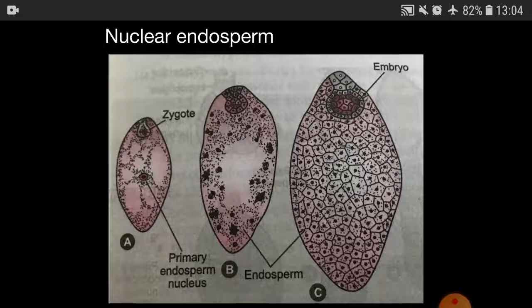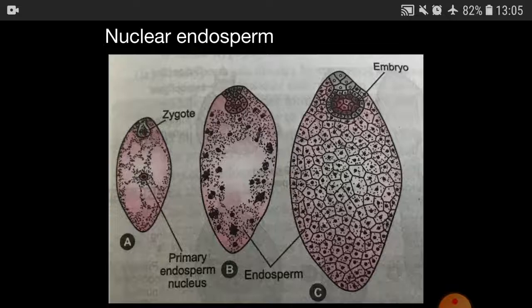The second phase begins with the cleavage of multinucleate peripheral cytoplasm, resulting in the centripetal formation of cell walls. Finally, all or most of the endosperm is converted into a cellular tissue. For example, coconut. In coconut, the endosperm is multicellular in the outer part and free nuclear in the center. Nuclear endosperm is the most common type of endosperm.